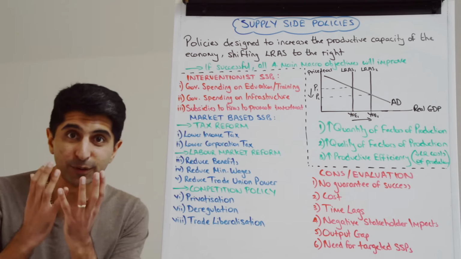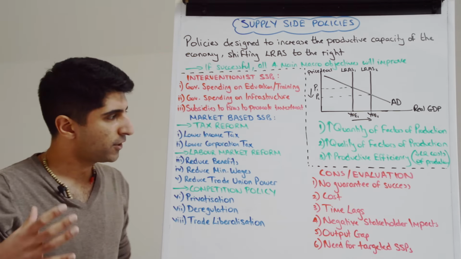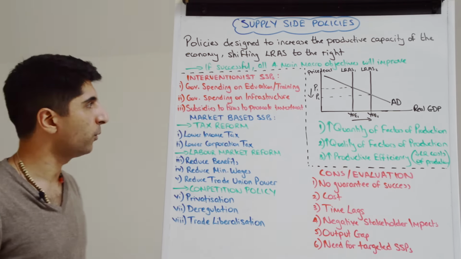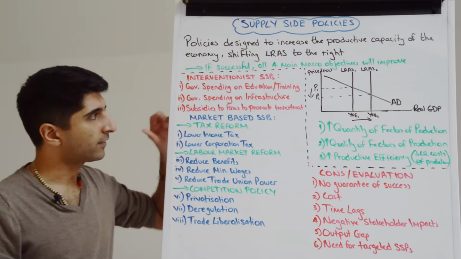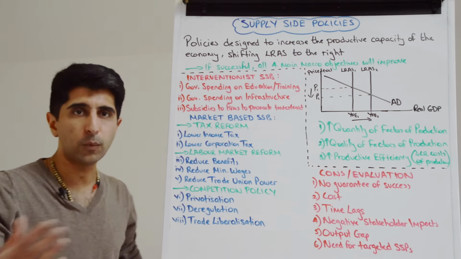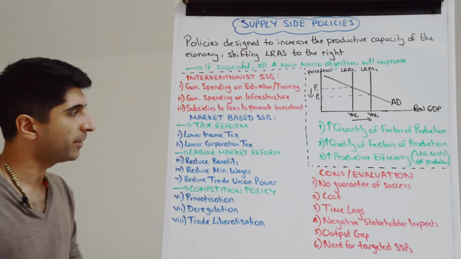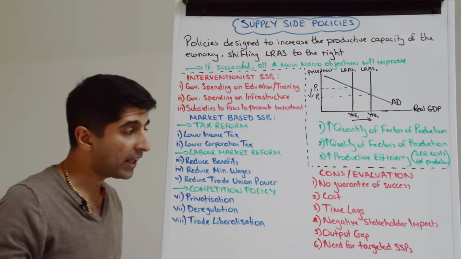One of the biggest issues is that there is no guarantee that they're going to work. There's no guarantee that government spending on education and training is going to boost the productivity of the workforce. There's no guarantee that subsidies to firms will be used for investment purposes. No guarantee lower corporation tax will lead to more investment. No guarantee that competition policies are actually going to boost competition. And therefore, they could well fail, these policies.